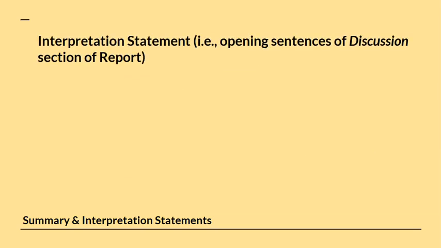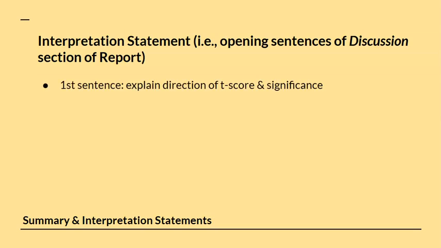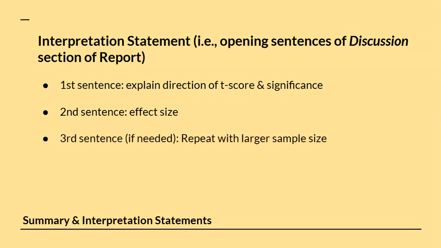The interpretation statement will be the opening sentences of the discussion section of the report. The first sentence explains the direction of the t-score and significance of the research study. The second sentence describes the effect size of the research study. The third sentence, if needed, describes that the study should be repeated with a larger sample size.